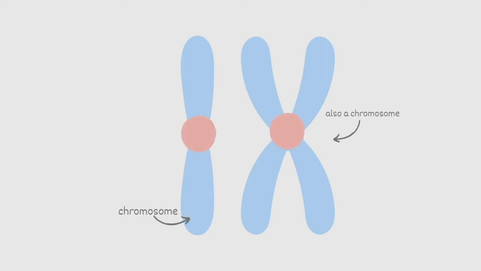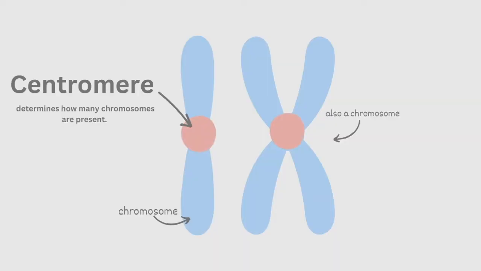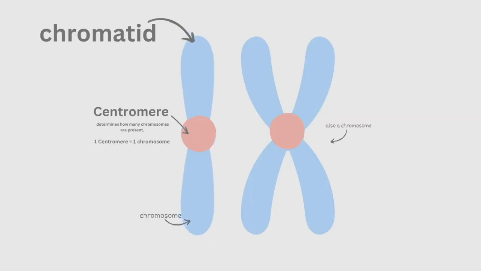This circle in the center of the chromosome is called a centromere. This centromere determines how many chromosomes are present. 1 centromere equals 1 chromosome. This long shape here is called a chromatid. A chromatid is a piece of DNA, a DNA molecule.